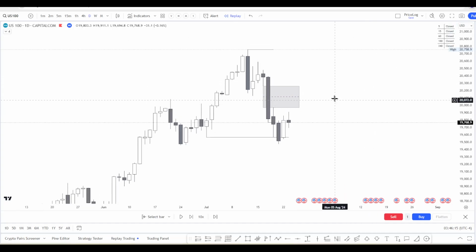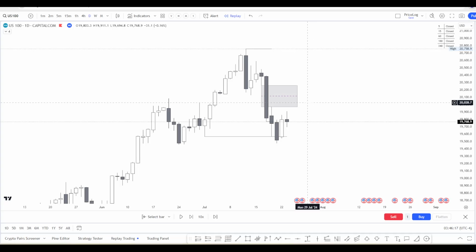Not complicated. No, because it's literally just two concepts. But if it was complicated, I wanted to try and see if I could explain it in another way. All right, so we have a fair value gap right here.